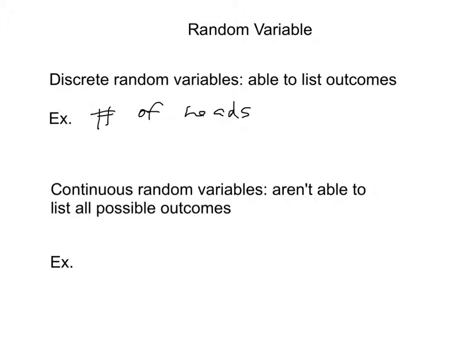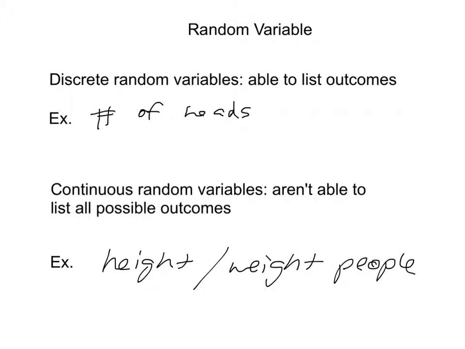And an example of a continuous random variable would be the height or the weight of people. Because with that, you're going to have very small differences between people, especially over a large population. Everybody's going to weigh a little differently than somebody else.